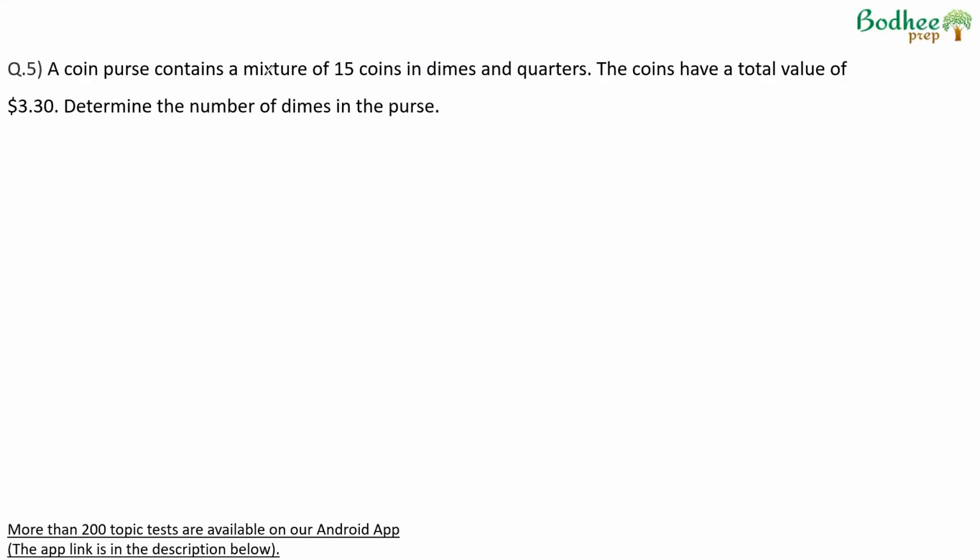A coin purse contains a mixture of 15 coins in dimes and quarters. Now, a dime is 10 cents, that is 1/10 of a dollar. A quarter is 1/4, 25 cents. The coins have a total value of $3.3. Determine the number of dimes in the purse.